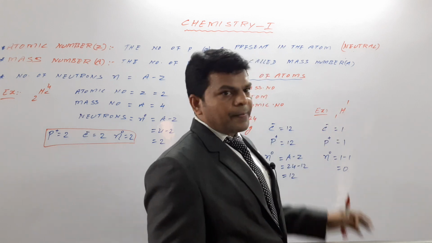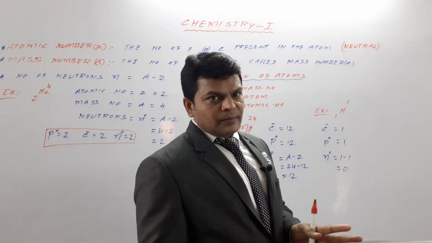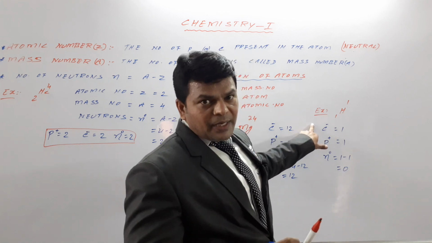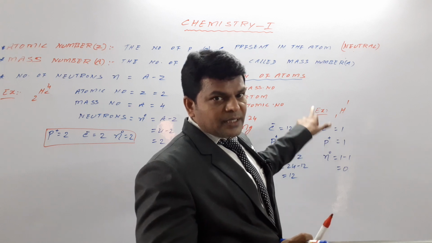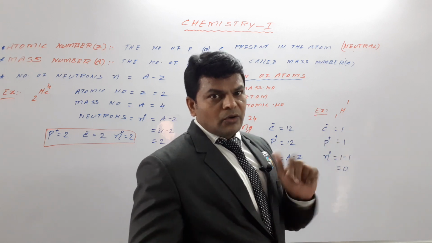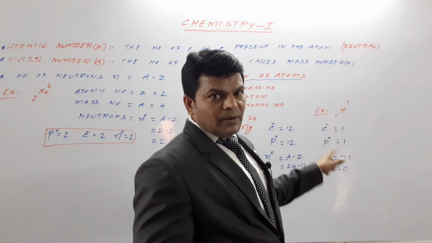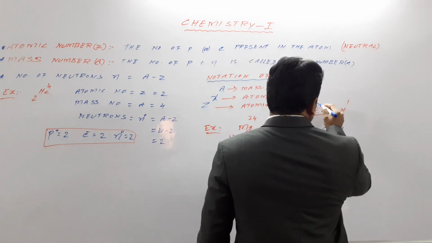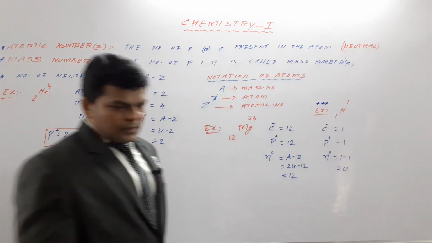So this is a different element which has no neutrons, and all the remaining elements have neutrons. This is the unique element out of the 118 elements we have. Out of 118 elements, it is the unique element which has no neutrons. That's why its mass number and its atomic number are the same. So this is important.